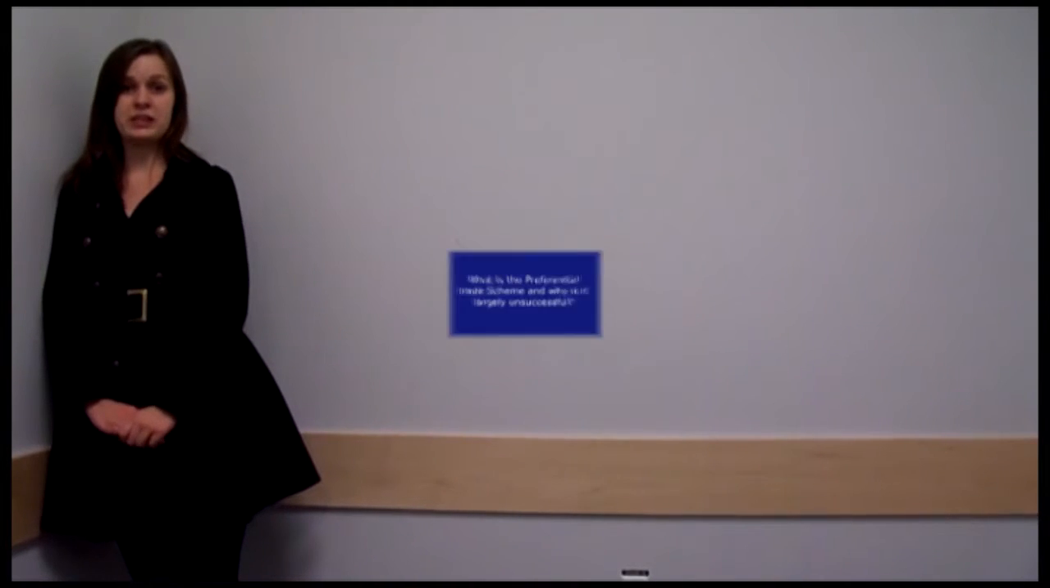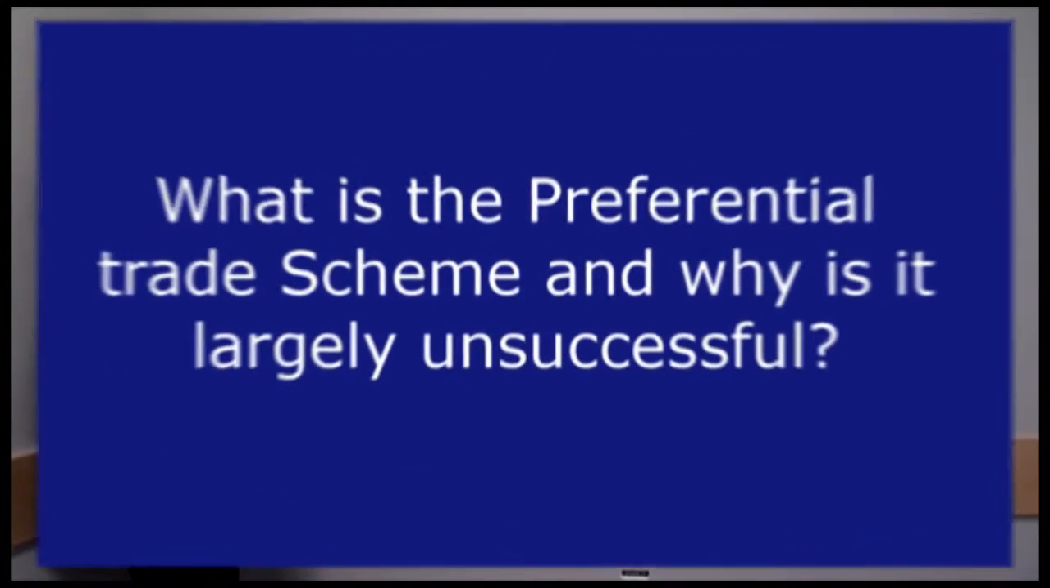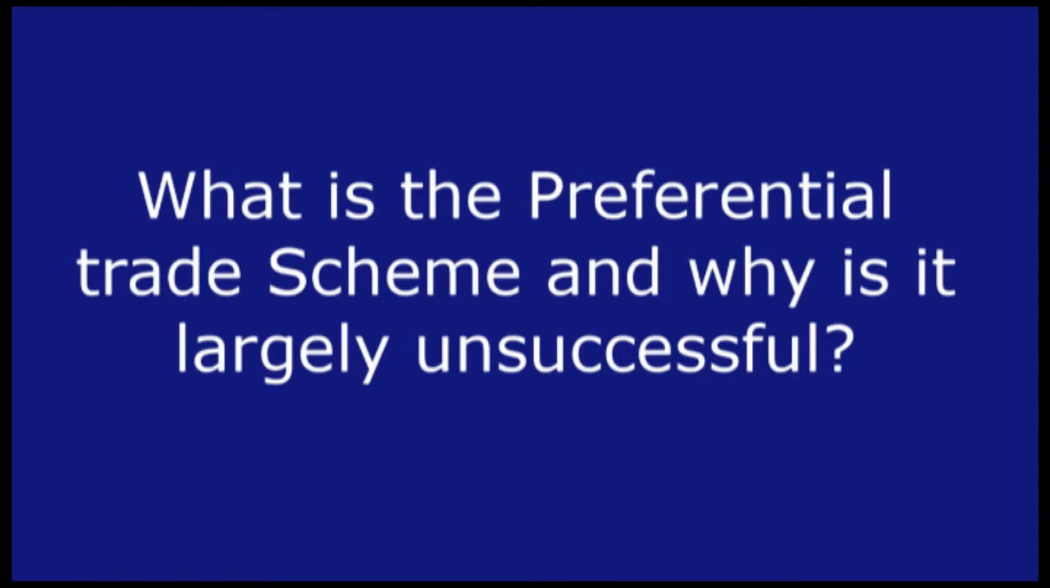charge between each other. The $400 question is, what is the preferential trade scheme and why is it largely unsuccessful? This initiative, set out by developed countries, provides a duty-free, quota-free market for developing countries. Only a small amount of goods are imported through this process because goods do not originate in the same place. Under this system, African exporters cannot use Indian fabrics to make goods.